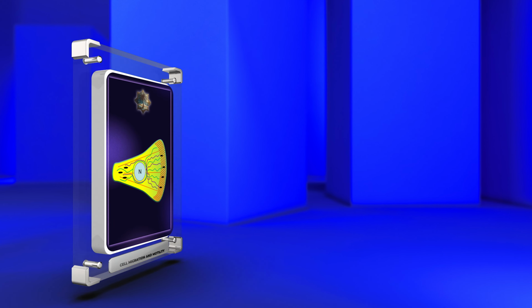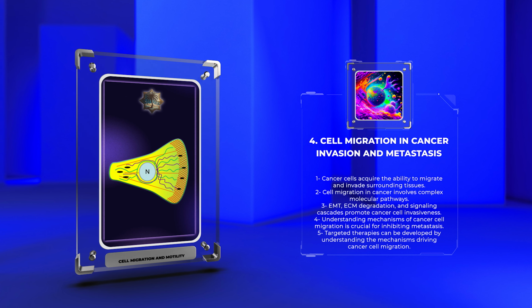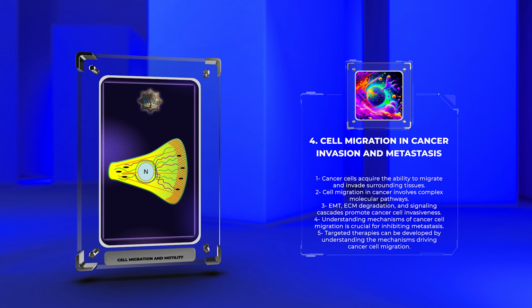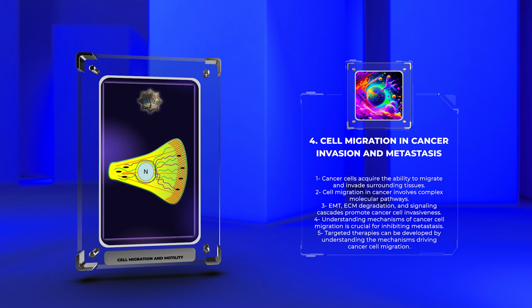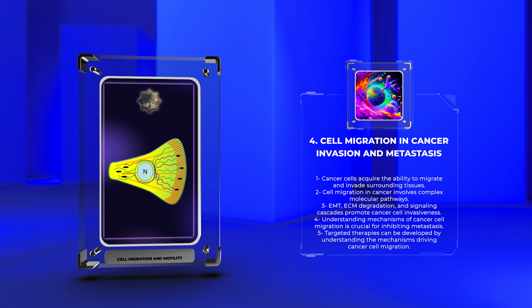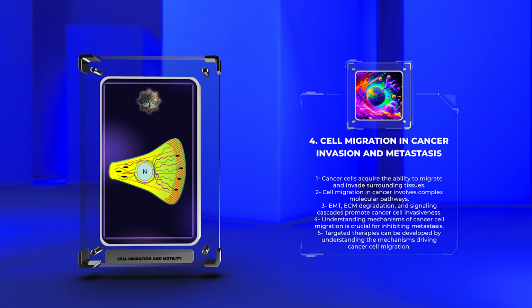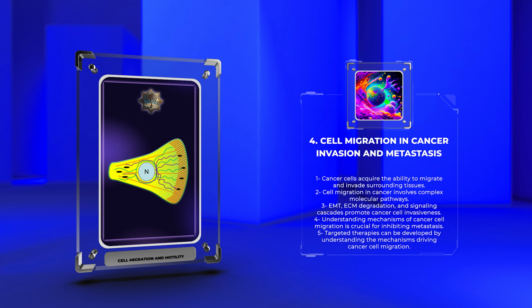Cancer cells acquire the ability to migrate and invade surrounding tissues, leading to metastasis, which is responsible for the majority of cancer-related deaths. Cell migration in cancer involves multiple complex molecular pathways, including EMT, degradation of ECM components, and intracellular signaling cascades that promote invasiveness. Understanding the mechanisms driving cancer cell migration is crucial for developing targeted therapies to inhibit metastasis.